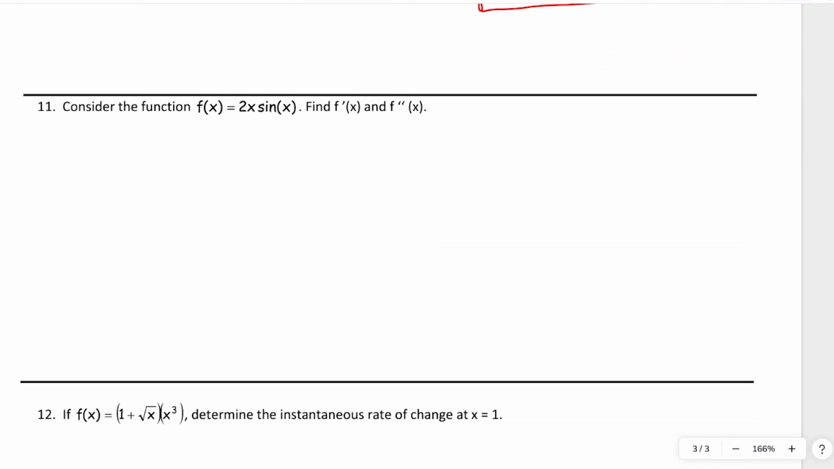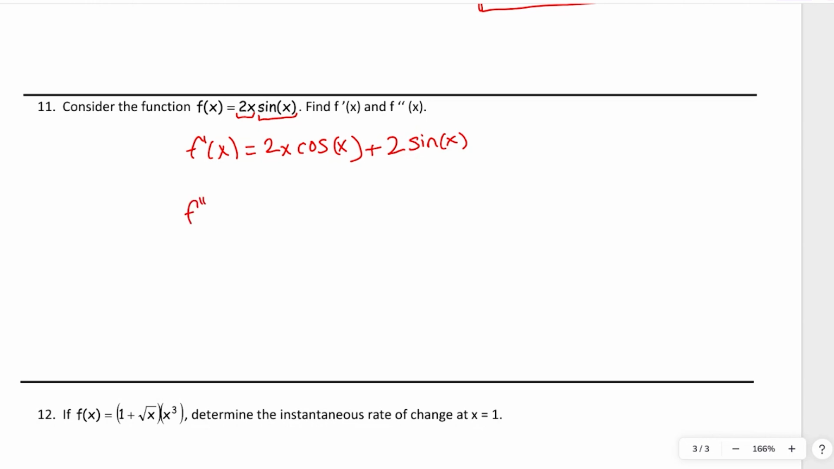Number 11, find both the first and the second derivative. So to find the second derivative, you just take the derivative of the derivative. So let's start by finding f prime. And we have a product here, right? 2x times sine x. So we can use the product rule. So this will be 2x times the derivative of sine, which is cosine, plus 2, which is the derivative of 2x, times sine x. So that's our first derivative.